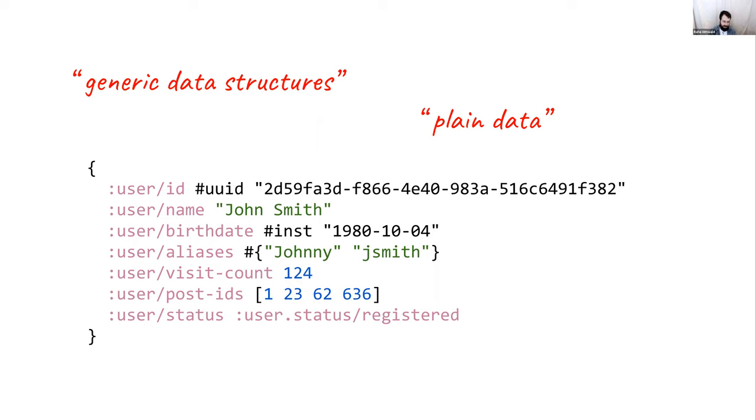UUIDs, instants, strings, of course. And in Clojure's case, there's keywords as well as namespaced keywords. So you can have keywords, but you can also namespace those keywords. Keywords are in some languages called symbols, but Clojure has both keywords and symbols. Symbols are what function names and references to variable names are. Those are symbols, and keywords are these things with colons in front of them.